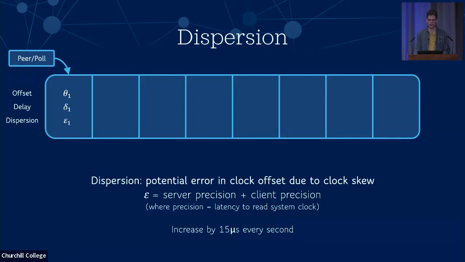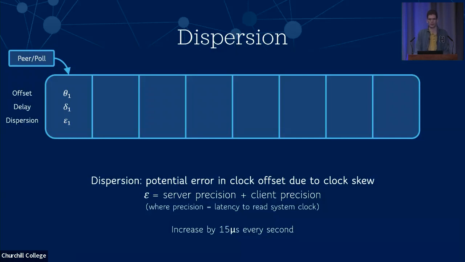And we calculate that as the sum of the precisions of the server and the client, where we define the precision to mean the latency of reading the system clock. In modern machines, that's somewhere around 100 to 1,000 nanoseconds. The server precision we get sent to us from the upstream packets.